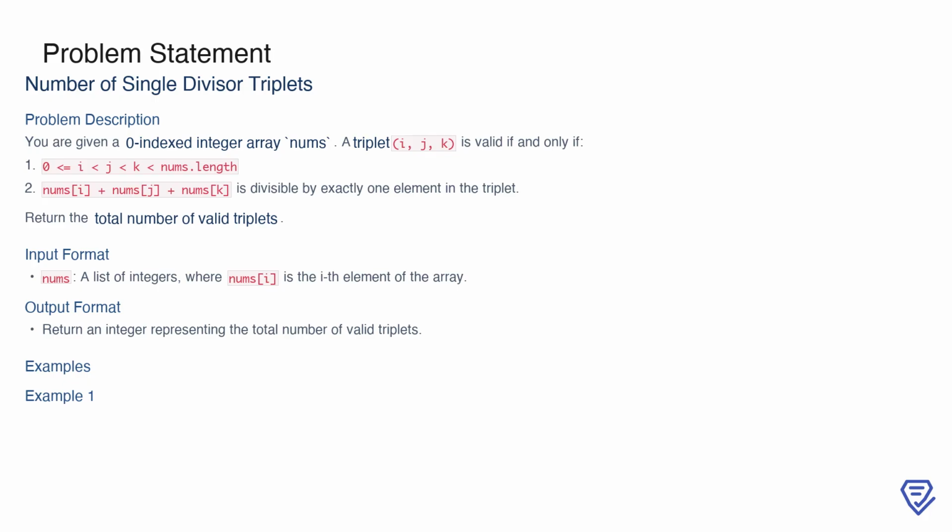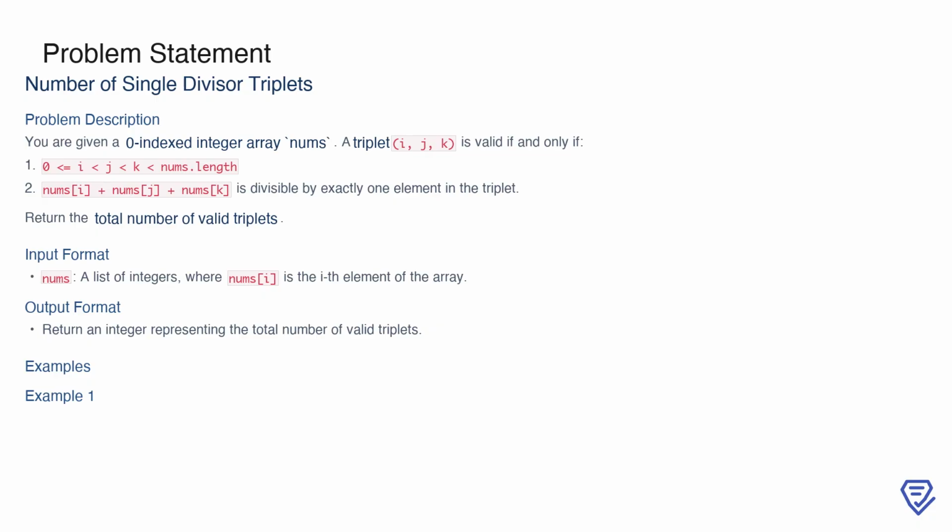Here's the setup. You're given a zero-indexed integer array called nums. A triplet, denoted as i, j, k, is considered valid only if two conditions are met. First, the indices must satisfy the relationship 0 <= i < j < k < nums.length, meaning the indices are distinct and ordered. Second, the sum of the three elements at these indices, that is nums[i] + nums[j] + nums[k], must be divisible by exactly one element within the triplet. Your task is to return the total number of such valid triplets.